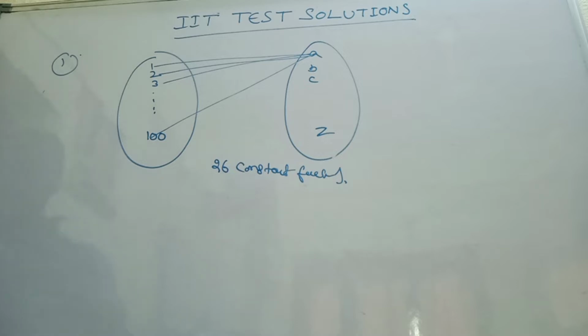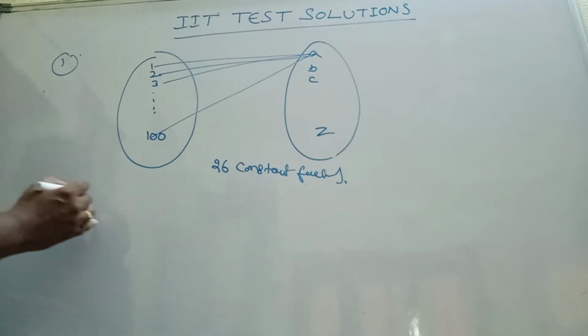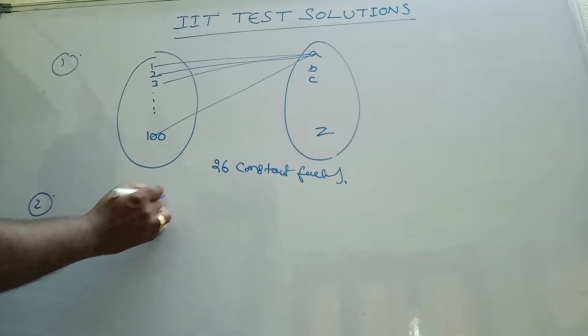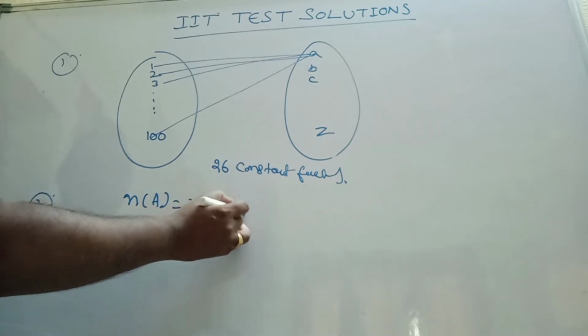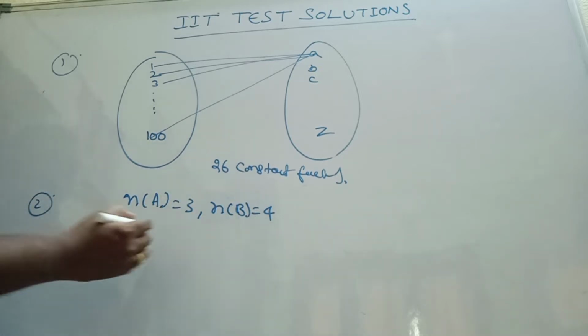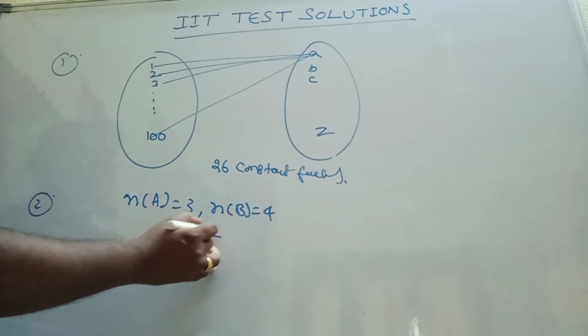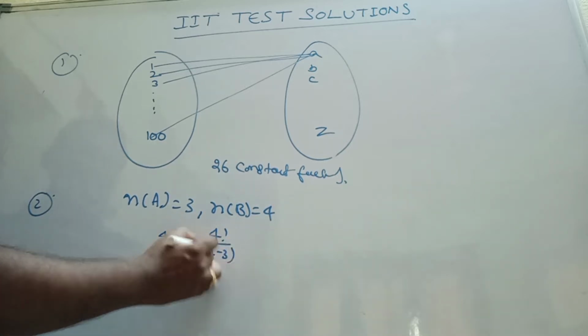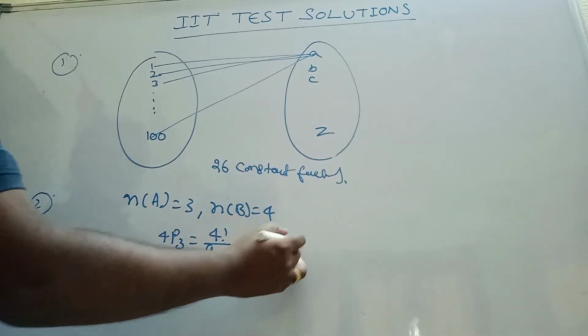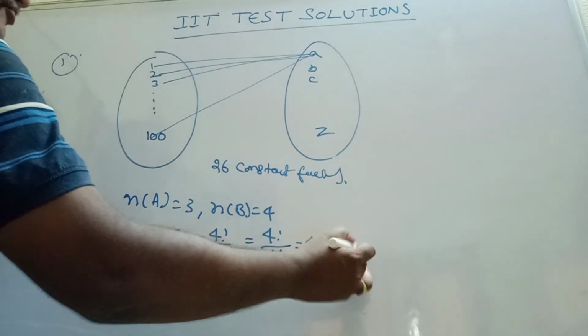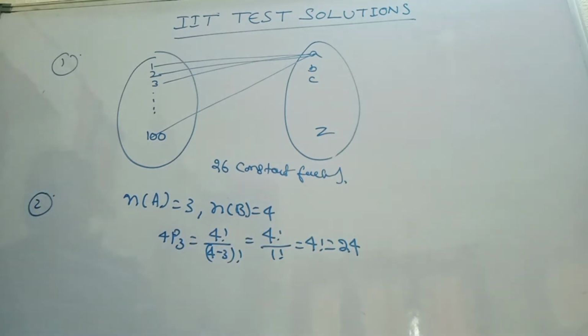Next question, the second question. Set A has 3 elements and set B has 4 elements. The number of injections that can be defined from set A into B is, okay, number of injections means number of one-one functions. Here n of A is equal to 3 and n of B is equal to 4. I have already given you the formula. The formula is nothing but 4P3, that is 4 factorial by (4 minus 3) factorial, that is 4 factorial by 1 factorial, that is 4 factorial, which is equal to 24. So option number 3 is the correct answer.